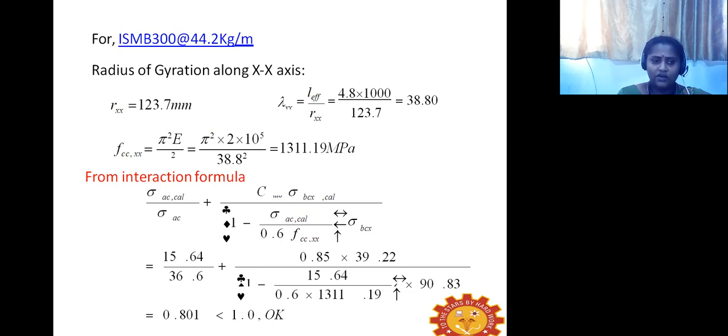For the required area, you have to choose a section from the steel tables. Further, you have to check for its stability against the given load with the assumed stresses. That's all. That ends the design of columns. So with this, we conclude the topic design of compression members.